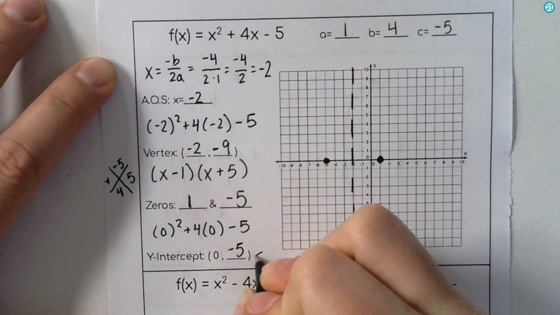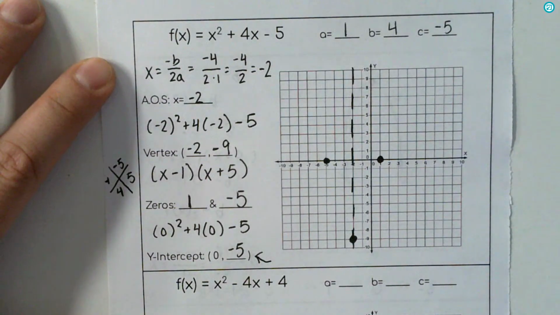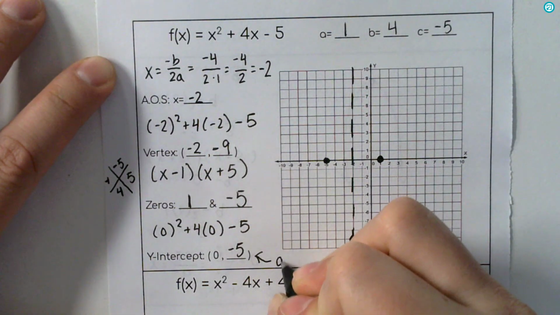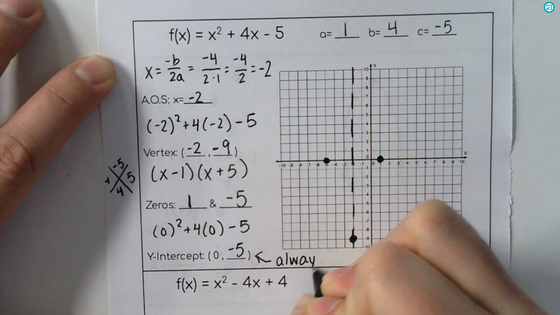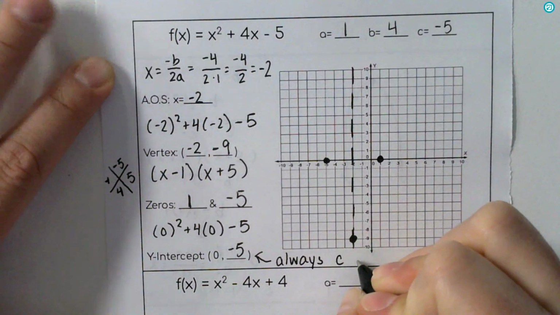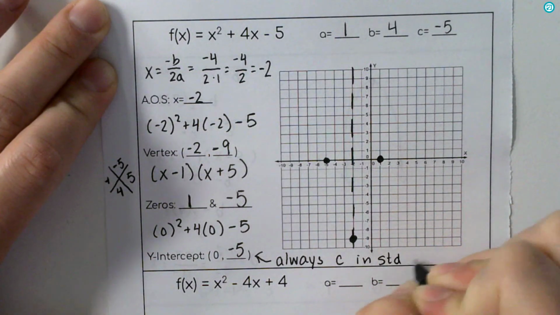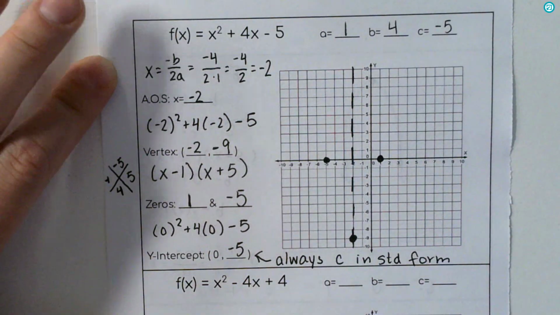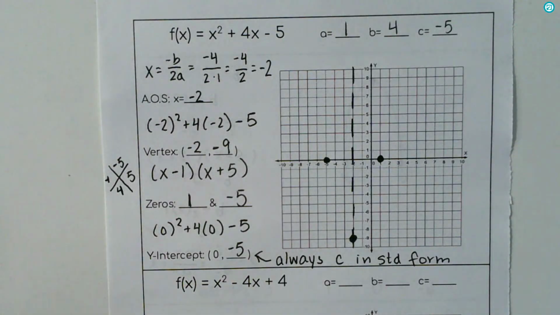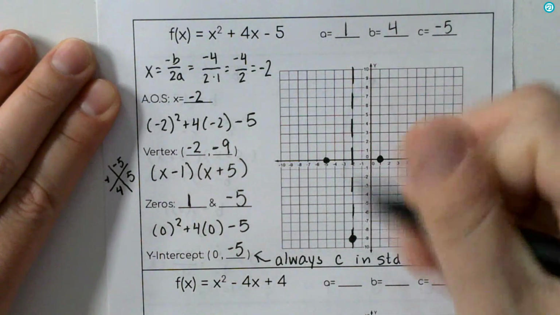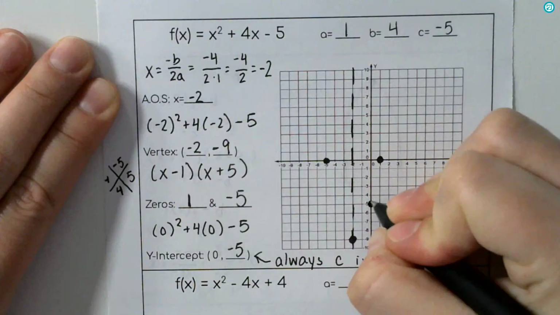Your y-intercept, when in standard form, will always just be c. Always c in standard form. You got to be in standard form for always to be c, but if you're in standard form, it's always c. Okay, so we are able to graph our y-intercept, so that's going to go on our y-axis at negative 5.